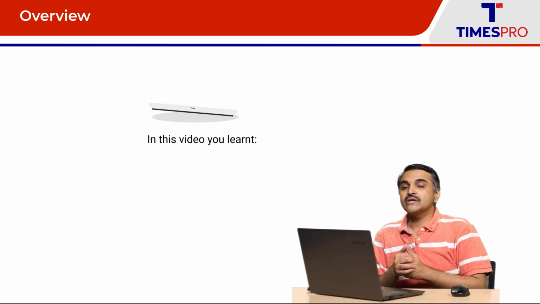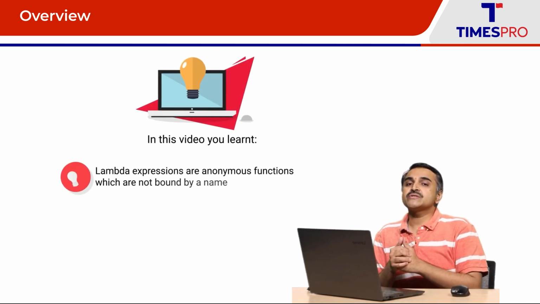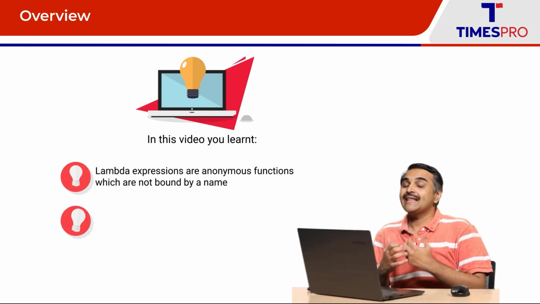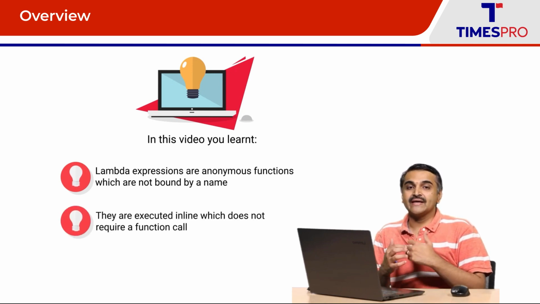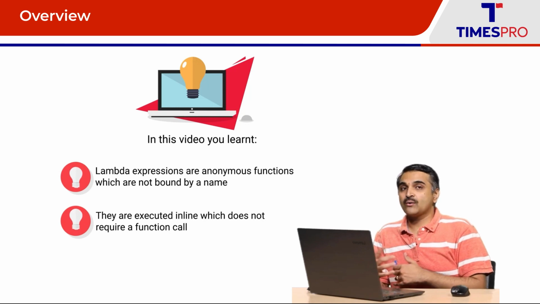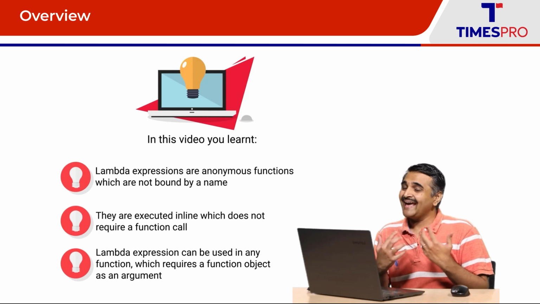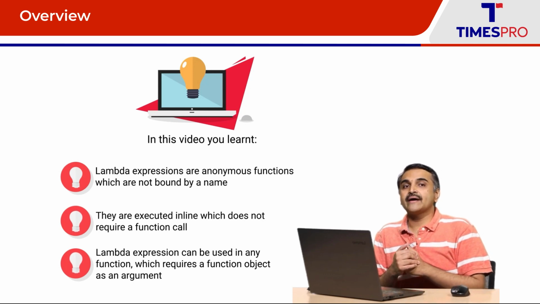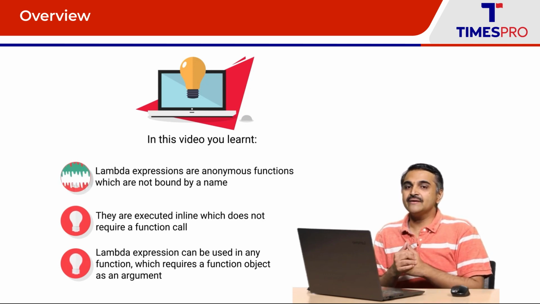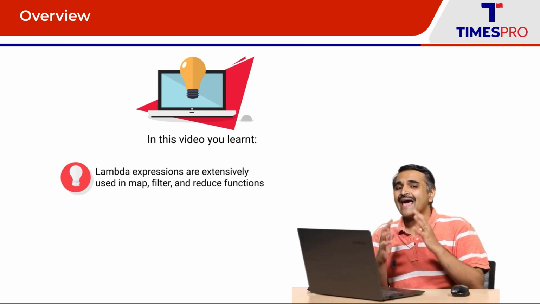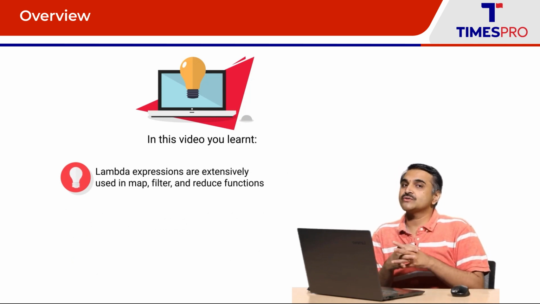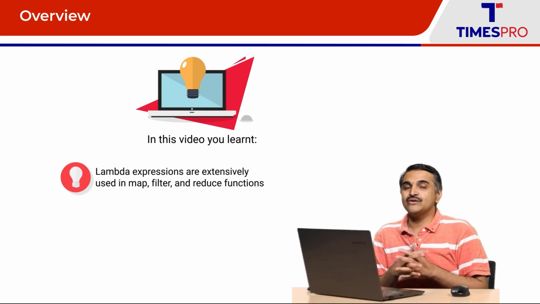In this video, you have learned: lambda expressions are anonymous functions which are not bound by a name. Lambda expressions are executed inline, which does not require a function call. Lambda expressions can be used in any function which require a function object as an argument. Lambda expressions are extensively used in functions like map, filter, and reduce functions.